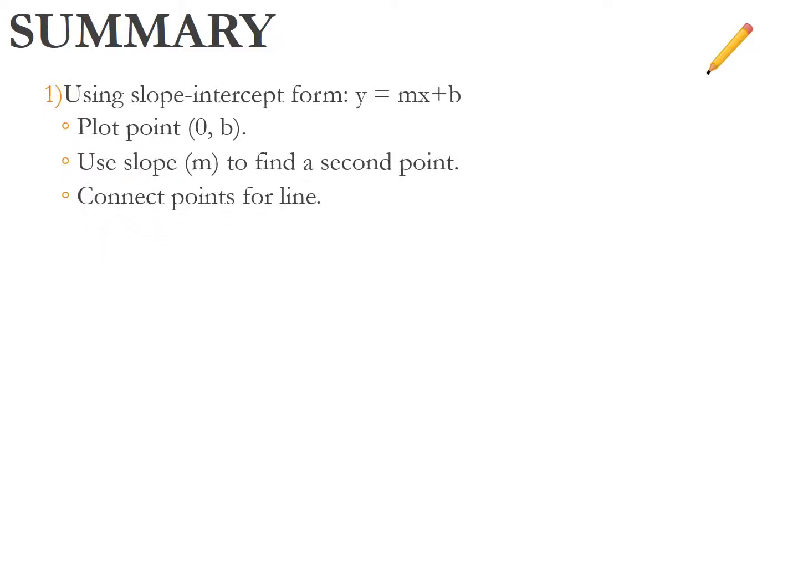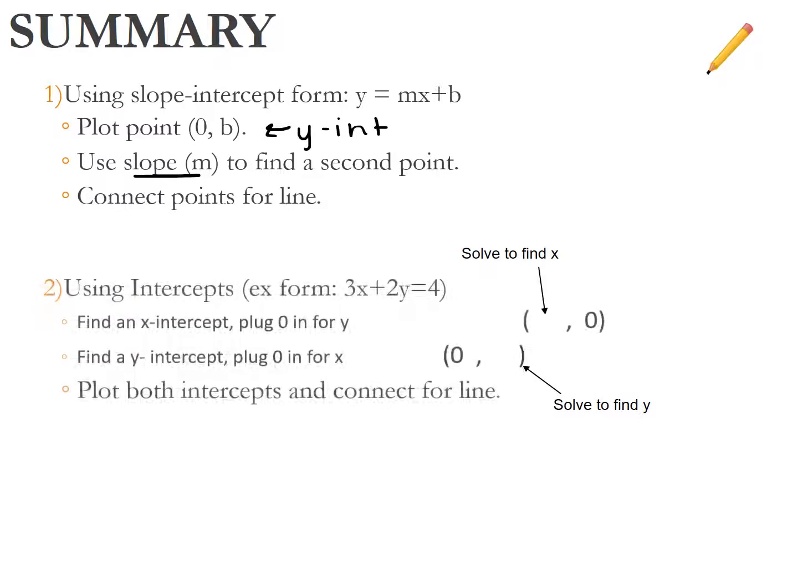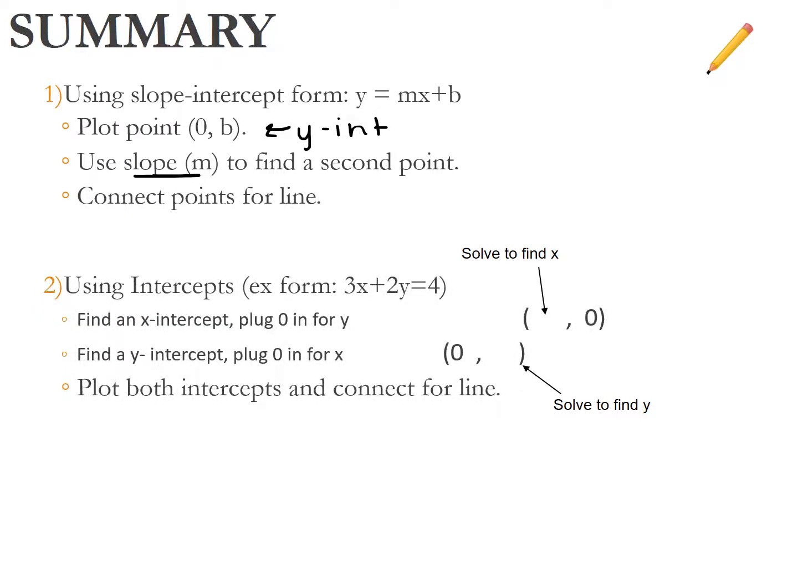So, to make sure we have our notes correct, when we're using slope-intercept form, we plot the y-intercept. This is my y-intercept. Then I use my slope, or my m, to find a second point and connect the points to form a line. Next, to find intercepts, remember if I'm finding the x-intercept, y equals 0. And if I'm finding the y-intercept, x equals 0.